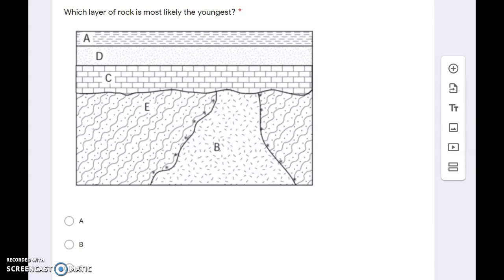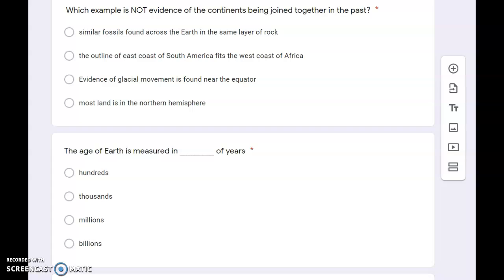Which layer of rock is most likely the youngest? A, B, C, or D? Which example is not evidence of the continents being joined together in the past? Similar fossils found across the earth in the same layer of rock. The outline of the east coast of South America fits the west coast of Africa. Evidence of glacial movement is found near the equator. Most land is in the northern hemisphere.